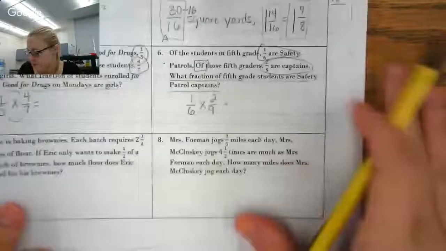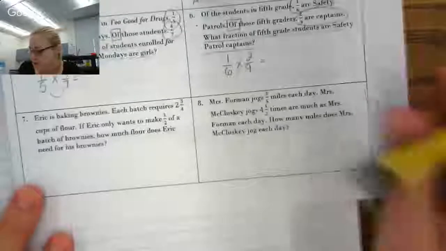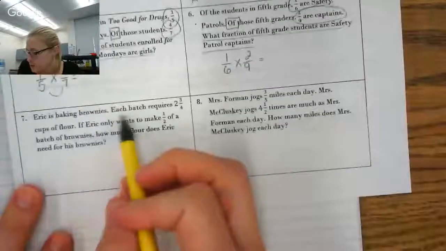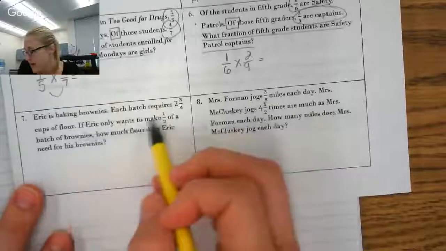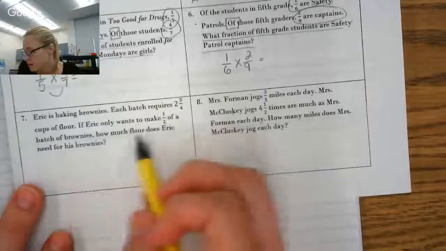Let's look at number 7. Number 7 says, Eric is baking brownies. Each batch requires 2 3/4 cups of flour. If Eric only wants to make half of a batch of brownies, how much flour does he need for his brownies?